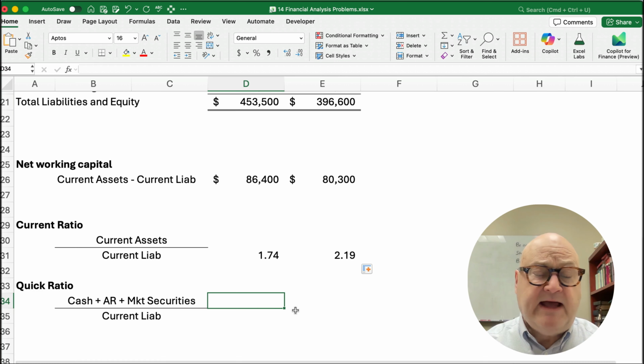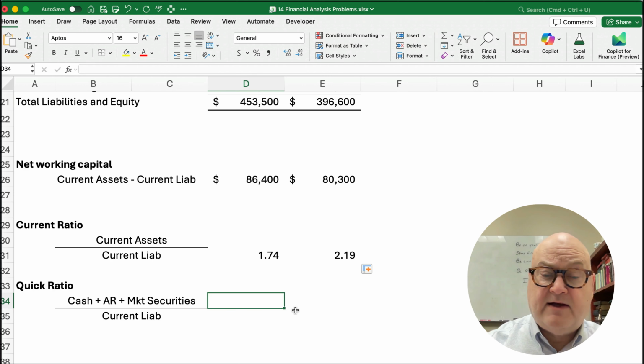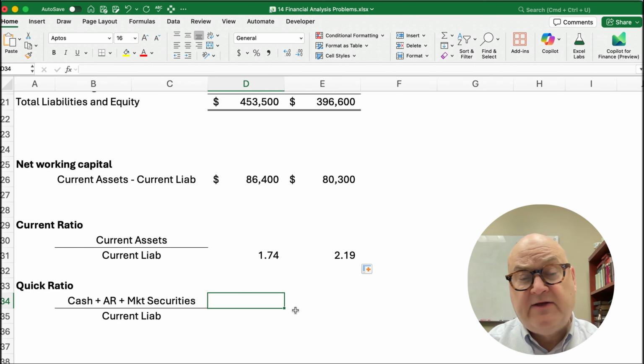Now we have the quick ratio. It's a stricter test. What's the difference from current assets? It's cash plus accounts receivable plus marketable securities. The big thing we're taking out is inventory. Inventory might not be quickly sold. You might not be able to sell it very quickly, so therefore we take that out. Say, well, what if we had to pay off this really quickly?